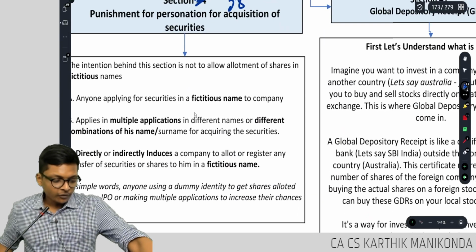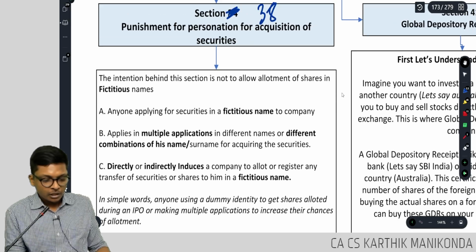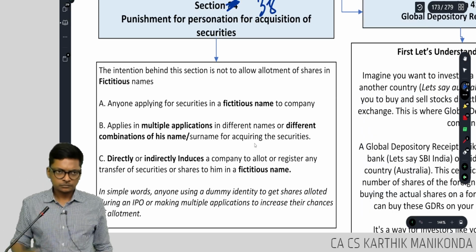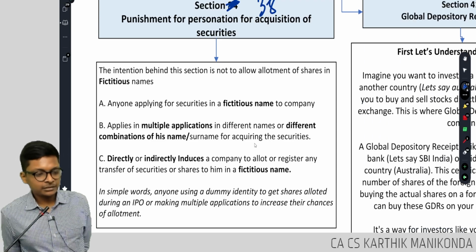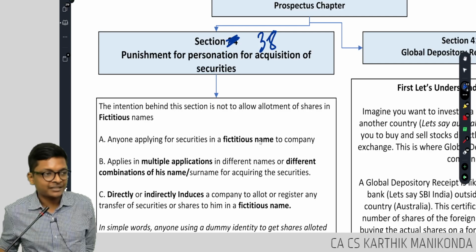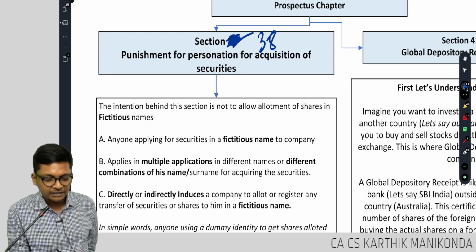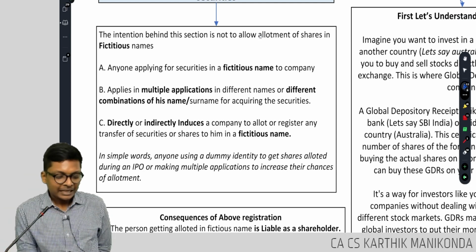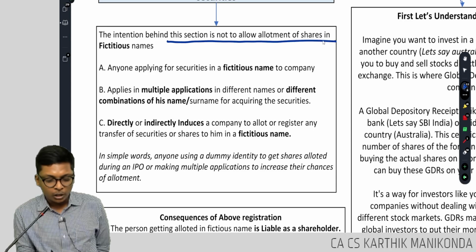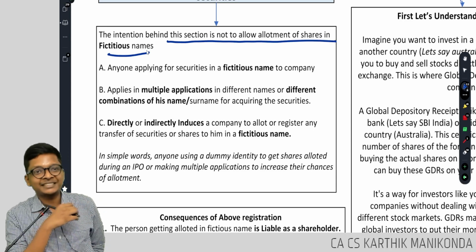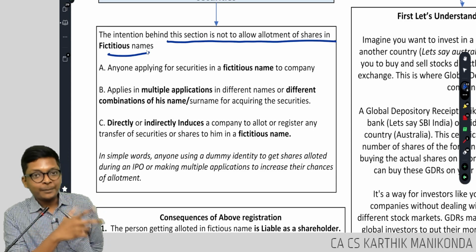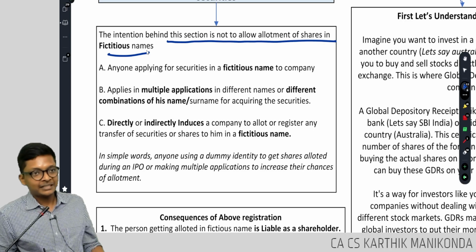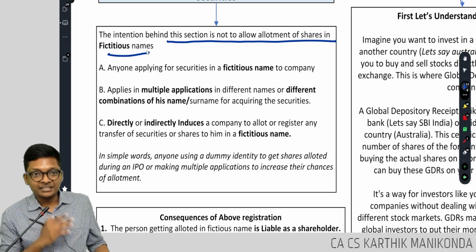Punishment for personation for acquisition of securities. Trying to get securities, make the section change. I think the print came as 34, just make it 38. Okay, I'll change it in the next version. The intention behind this section is not to allow allotment of securities for fictitious names. I will put dummy names for applications. Those days there was no ID proof also, 1990s, 1985. Now only we have everything streamlined.